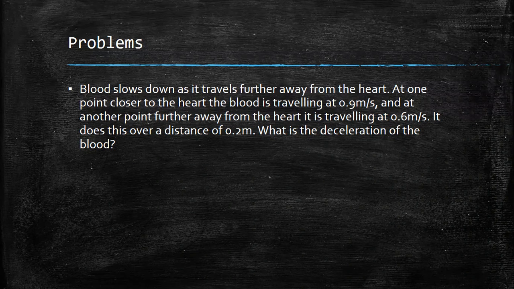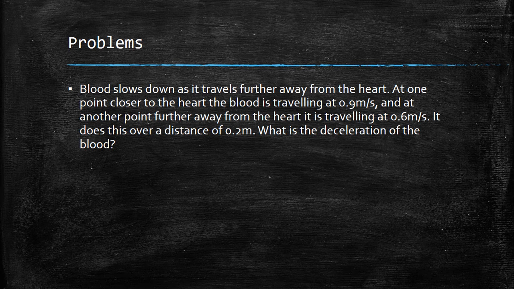Blood slows down as it travels further away from the heart. At one point closer to the heart, the blood is traveling at 0.9 meters a second. At another point further from the heart, it is traveling at 0.6 meters a second. It does this over a distance of 0.2 meters. What is the deceleration of the blood?